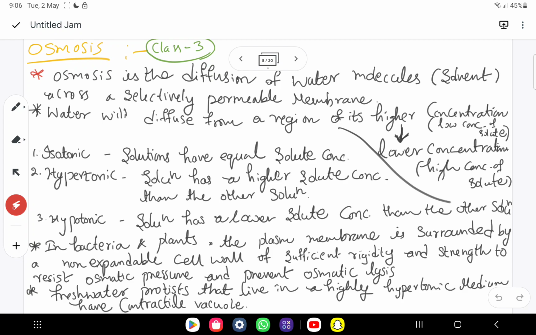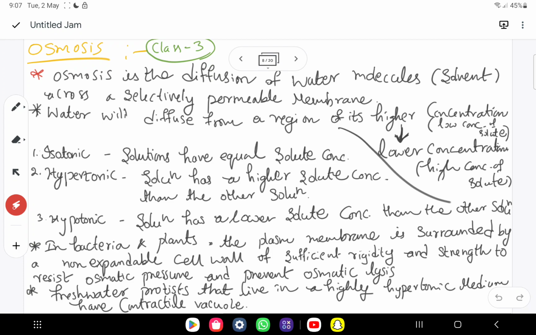Hypotonic solution has a lower solute concentration than the other solution. Let's call it a hypotonic solution: lower solute concentration than the other solution. We can call it a hypotonic solution.